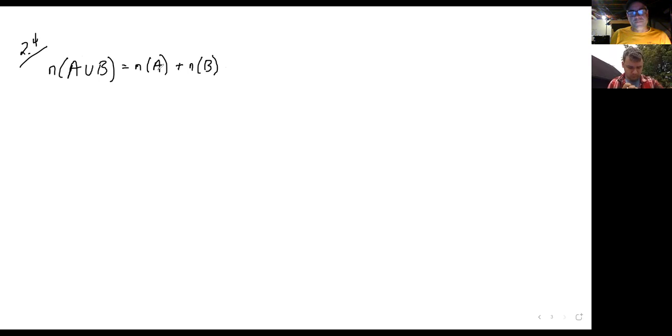Now, this would work as long as A and B don't have anything in common. That is, their intersection is empty. However, if there is something in their intersection, A and B have something in common, what ends up happening on this right side of this equation is you end up counting the element twice, and this equation won't balance. So to cover all bases, we'll subtract out the number of elements that are common, and that balances out the equation. So this will work for any two sets A and B.